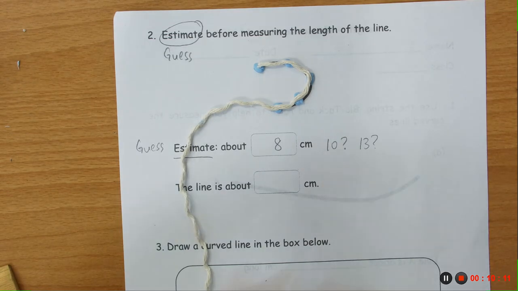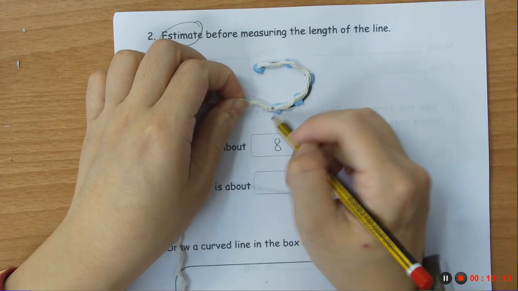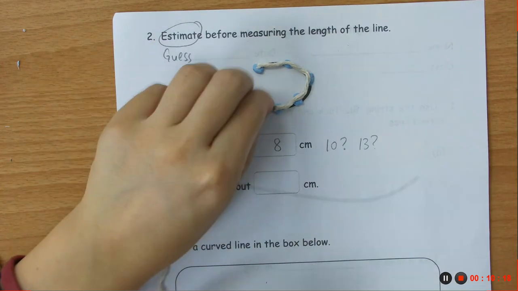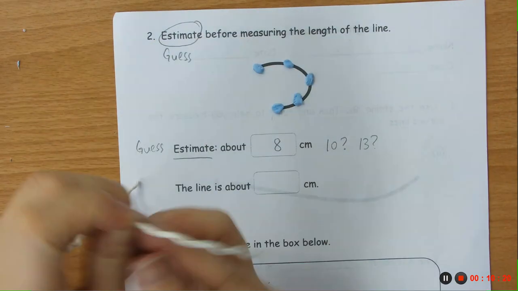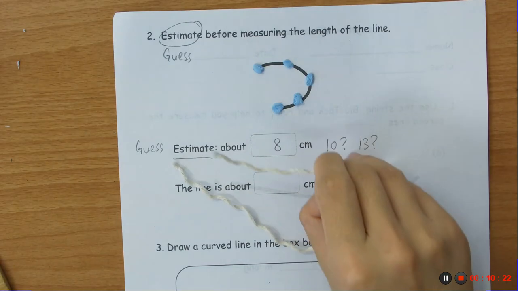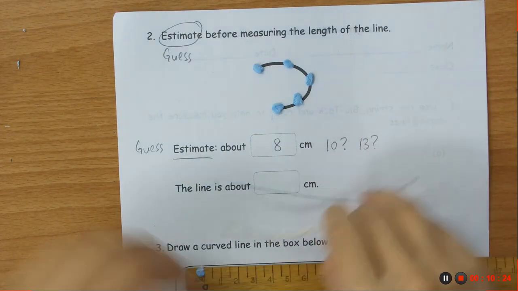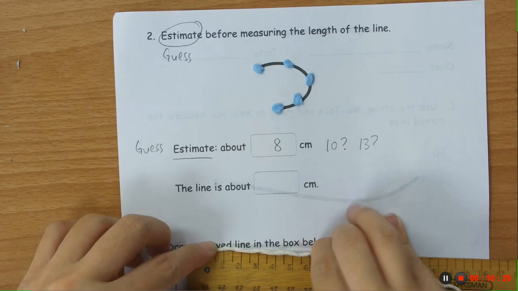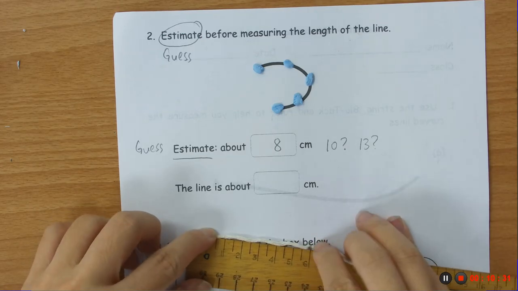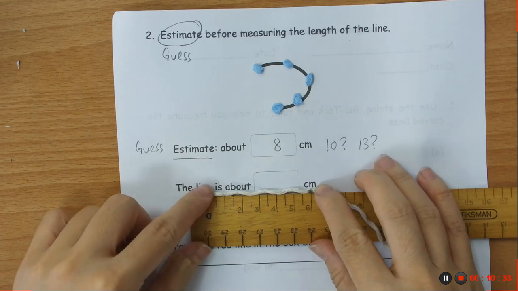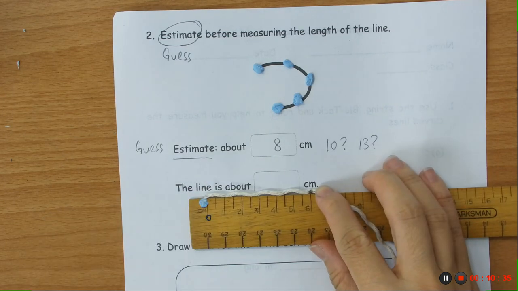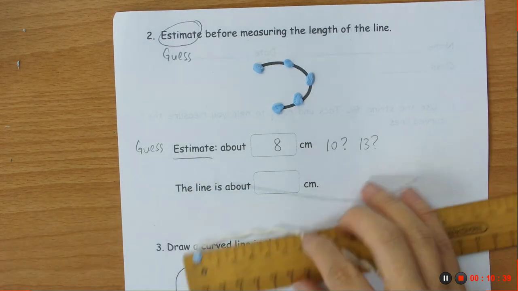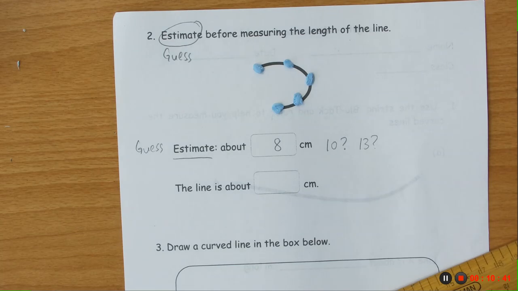Alright, so I make a mark on my end of the string here. Then pinch it, pull it out, put it at the 0 mark of the ruler. Oh, it's about 6 centimeters. Okay, and so the line is actually about 6 centimeters long, right? That's the answer for this one.